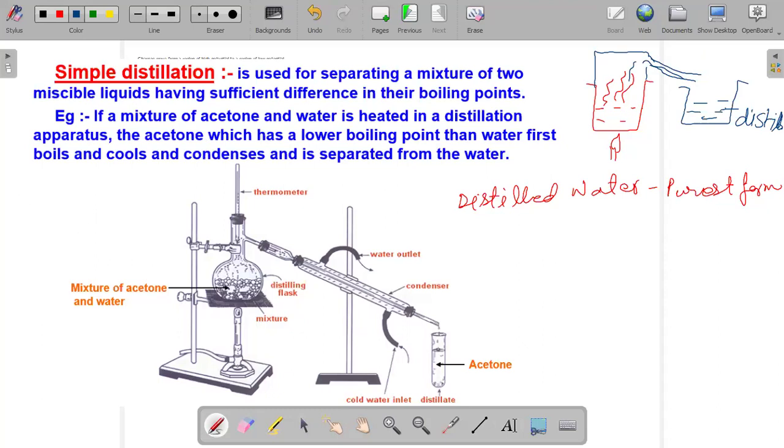So here the boiling points should differ by a minimum of 25 degrees centigrade, not less than this. If it differs by less than 25 degrees centigrade, let's say there are two substances whose boiling points are very close. Suppose one of them has a boiling point of 90, the other has a boiling point of 98. For separating such substances, we cannot use the method of simple distillation. For them, we'll be using the fractional distillation method to separate out those different components.